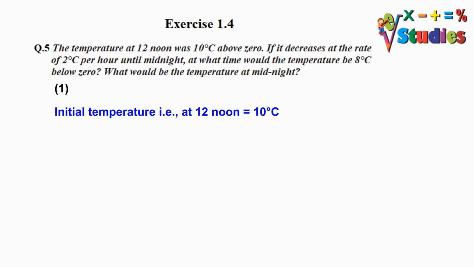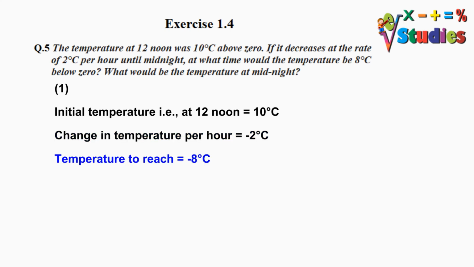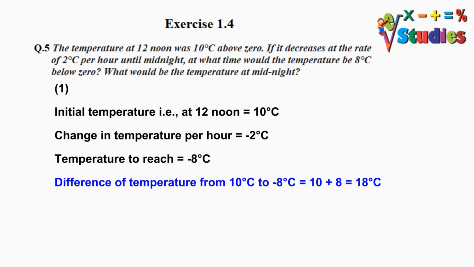Here we have been given the initial temperature, which is 10 degrees above zero at 12 in the afternoon, and the change in the temperature per hour is 2 degrees Celsius, so it drops by 2 degrees. Therefore we have 2 degrees in negative here, and we have to reach a temperature of negative 8 degrees Celsius, which is below zero. So the difference of the temperature from 10 degrees Celsius to negative 8 degrees Celsius would be 10 plus 8. It will be 18 degrees Celsius. That is the difference of temperature between 10 degrees and negative 8.